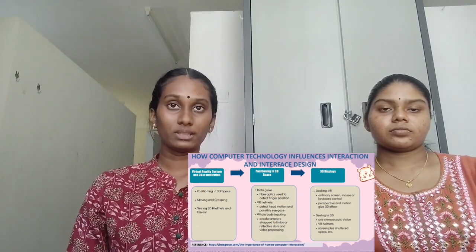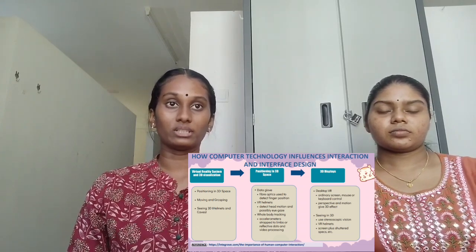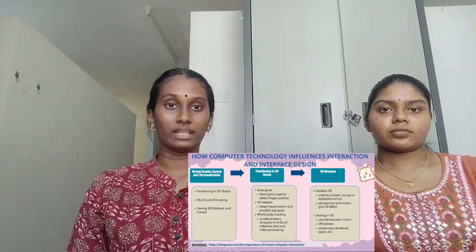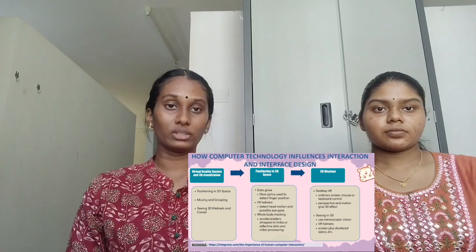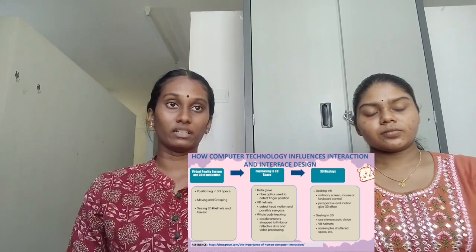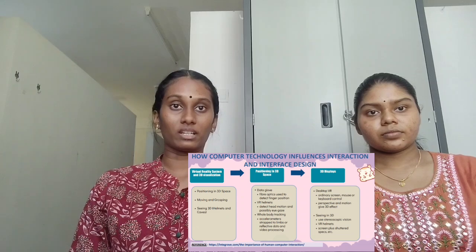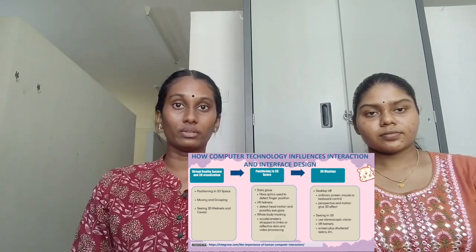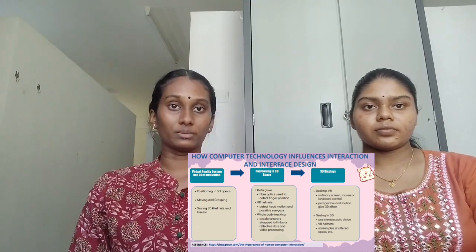First point, positioning in 3D space. Users can move their body and the system will track their position in the 3D environment. Second point, moving and grasping. Users can use their hands to grab or move virtual objects just like in the real world. Third point, seeing 3D. Special devices like VR helmets or cave systems allow users to see the virtual world in 3D. It looks very real, like you are inside the system.